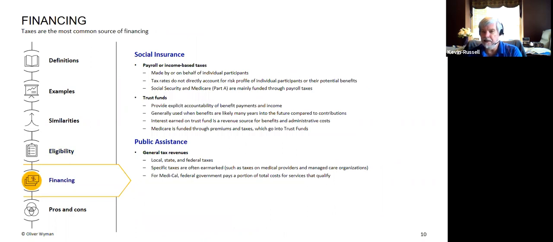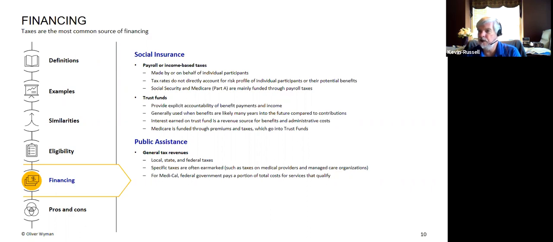Now moving to slide 10, financing. Talk first about social insurance. It has payroll or income-based taxes that are made on behalf of an individual or by the individual themselves. These tax rates, however, don't directly account for the risk profile of the individual participants or their potential benefits. Social Security and Medicare Part A are mainly financed through payroll taxes. Trust funds provide explicit accountability of benefit payments and income, and they're generally used when benefits are likely many years into the future compared to contributions.